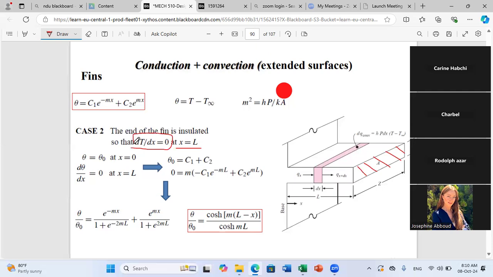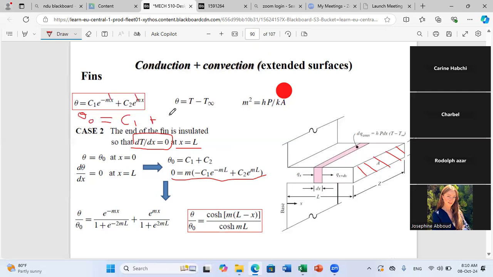The only difference now is the following. Instead of saying at x equal infinity, theta equal d theta by dx equal 0, it's at x equal L. Because of this, the form of the equation of the boundary will change, but the concept is the same. If I know the temperature at the base at x equals 0, I replace x by 0, so the exponentials give 1 and 1. So theta 0 equal to C1 plus C2. This is my first equation, which is similar to the one we did before.